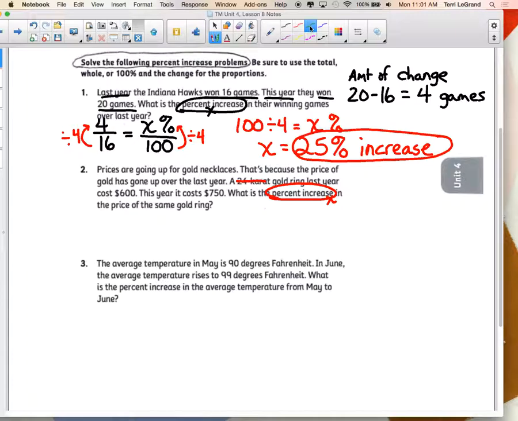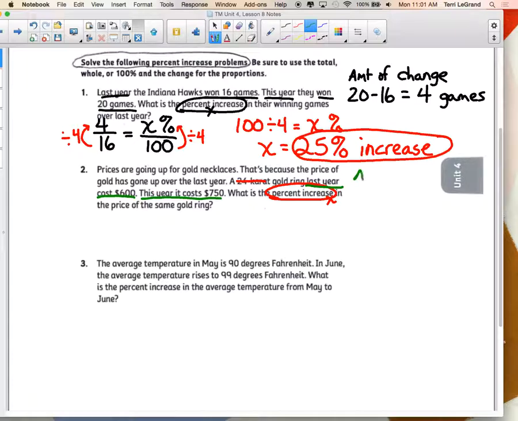Ikea? Last year cost $600. Derek? This year it costs $750. This year, $750. Okay, what do we need to find first? Do we know the amount of change? No, we need to find it.